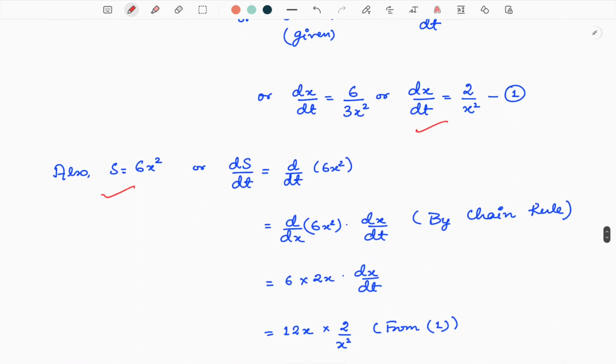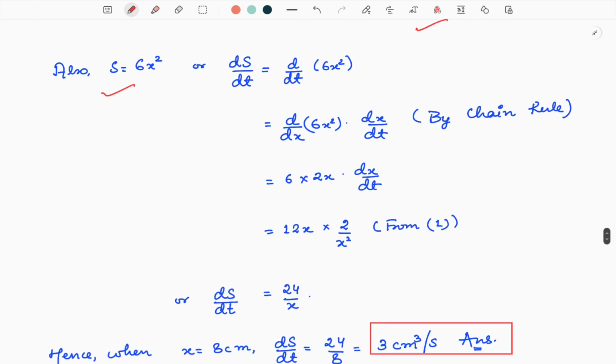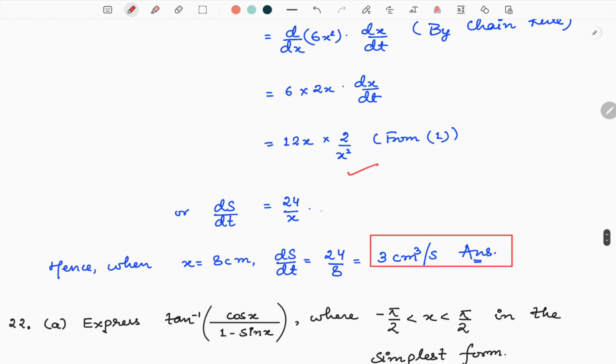Okay, the total surface area of the cube is 6x², and again surface area is a function of x, and x is a function of time. So first we will differentiate S with respect to x, and then we differentiate x with respect to t. So dS/dt will give us 12x multiplied by dx/dt. That is dS/dt is equal to 24/x.